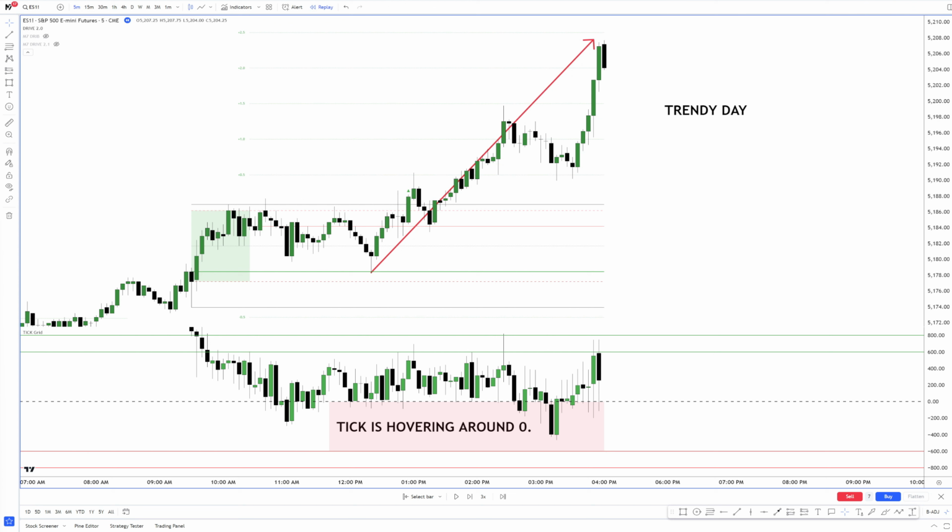On really trendy days, it may only get to around 0. Obviously, you don't always go long when the tick grid is in the red area, and of course vice versa for shorts. That would not make sense, as it's not the holy grail of trading.